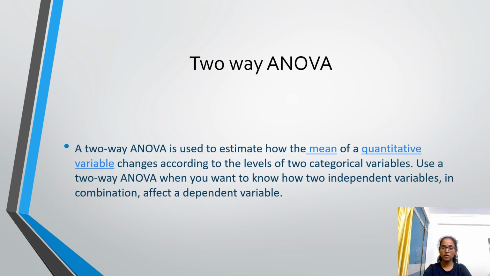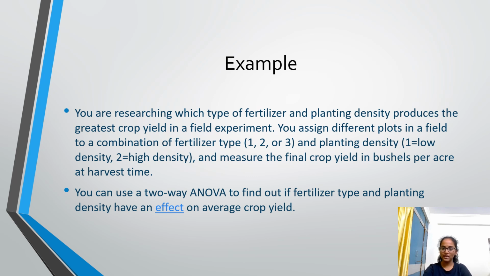Two-way ANOVA. A two-way ANOVA is used to estimate how the mean of a quantitative variable changes according to the levels of two categorical variables. Use a two-way ANOVA when you want to know how two independent variables in combination affect a dependent variable. Let us look at the example.